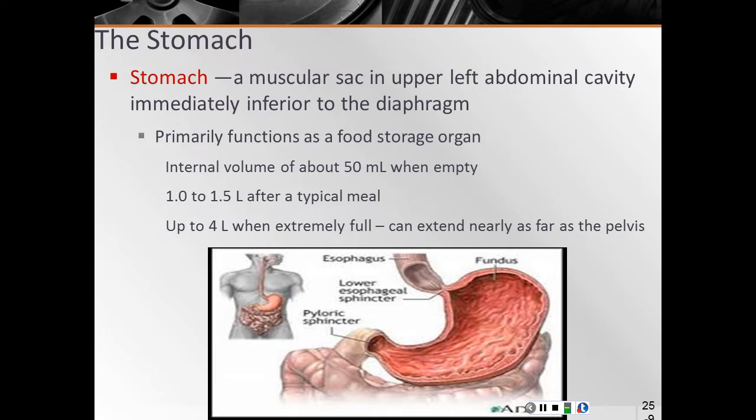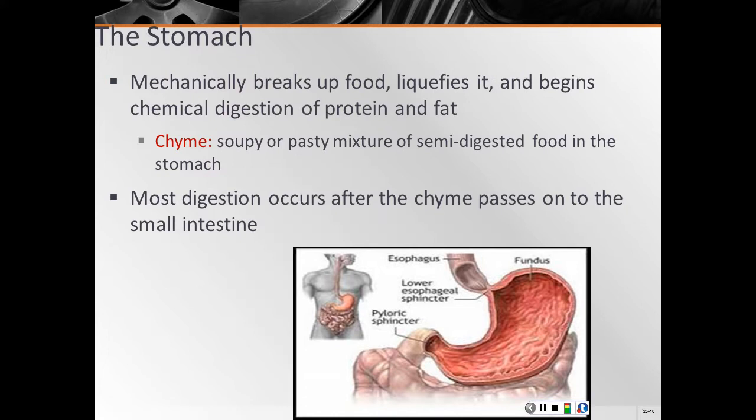Now, in terms of gross anatomy, let's talk about chyme first. What is chyme? Chyme is basically the food that has been semi-digested. It has reached the stomach and is going to mix with a number of the acids and the substances that are being excreted within the stomach. So the definition in your book says it's the soupy or pasty mixture of semi-digested food in the stomach.